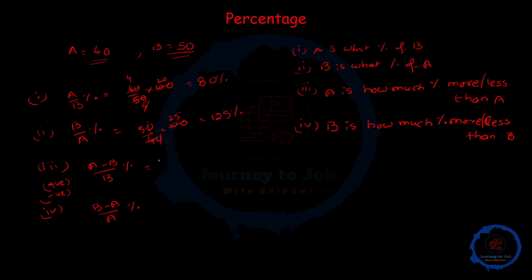And next, A is how much percent more or less than B, means A 40 minus B 50 by 50 into 100, means minus 10 by 50 into 100. So 5 ones are 5, 5 twenties are 100, minus 20%. Means A is 20% less than B. Sorry, this is B. So A is 20% less than B.